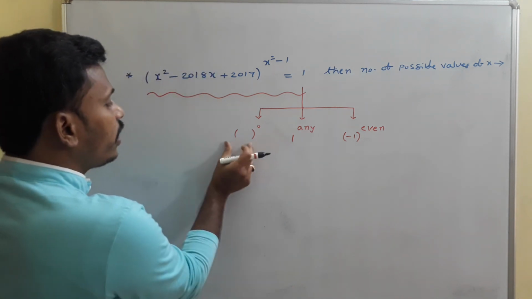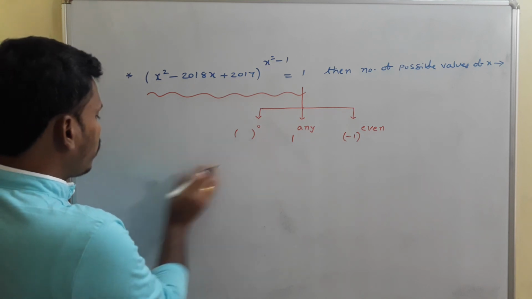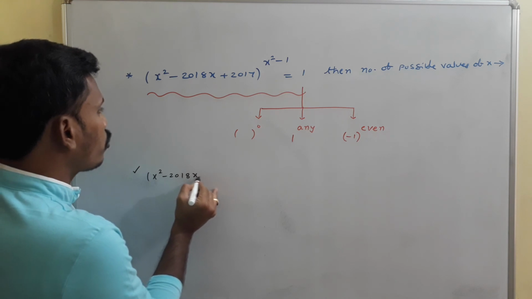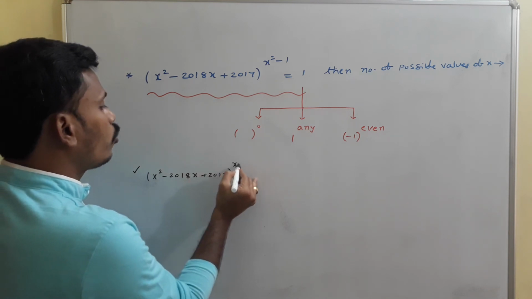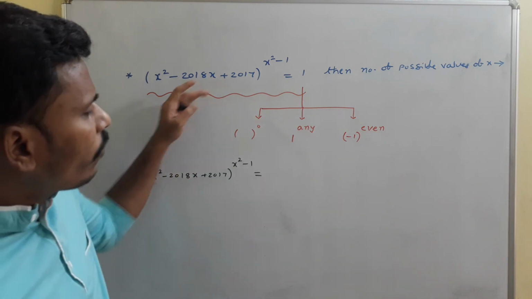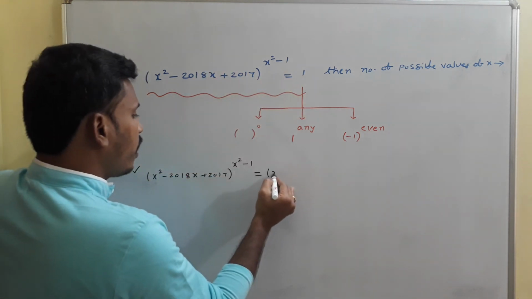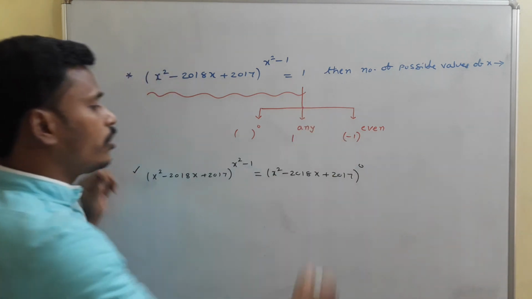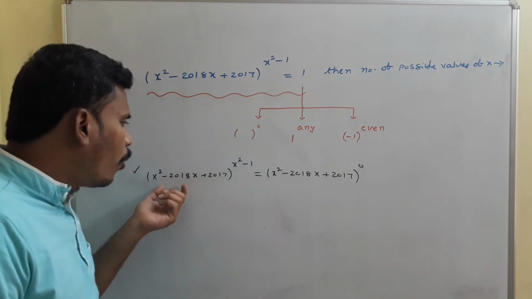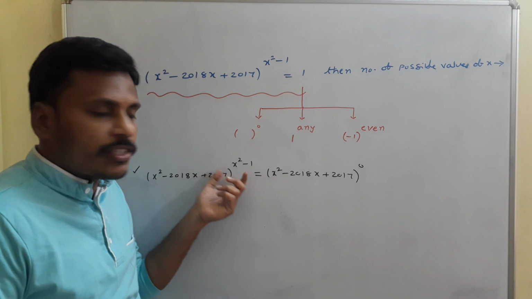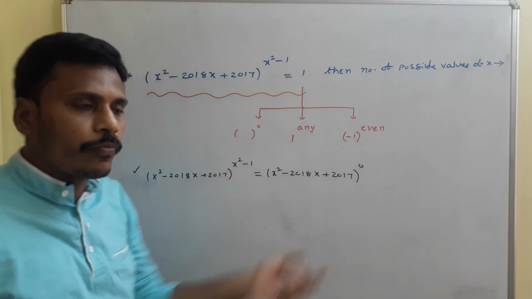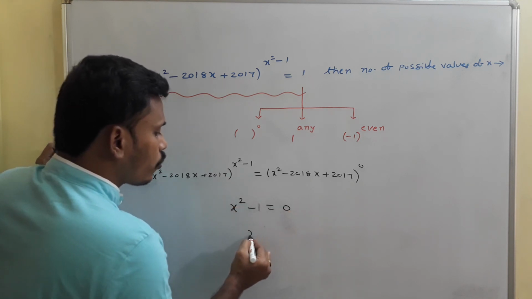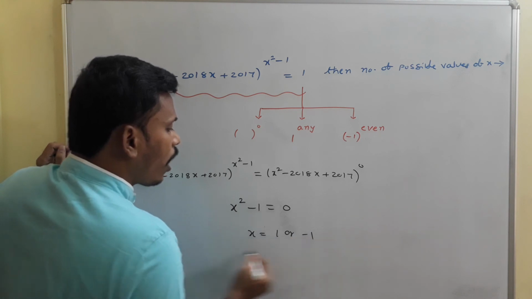See, first case is anything to the power 0, right? So I am solving the first case. As per that first case, left hand side is (x square minus 2018x plus 2017) to the power (x square minus 1), and the right hand side 1 can be expressed as (x square minus 2018x plus 2017) to the power 0. Left side I am writing as it is, whereas right side is this base to the power 0. Since bases are equal, we need to equalize the powers. So x square minus 1 is equal to 0, and the values of x are 1 or minus 1.